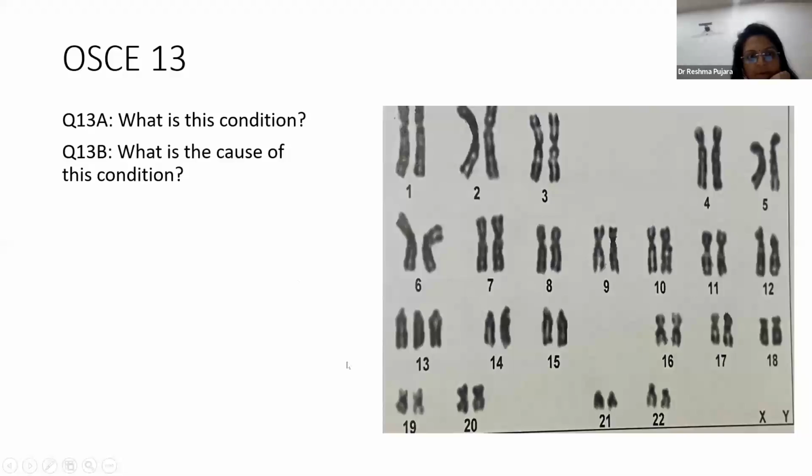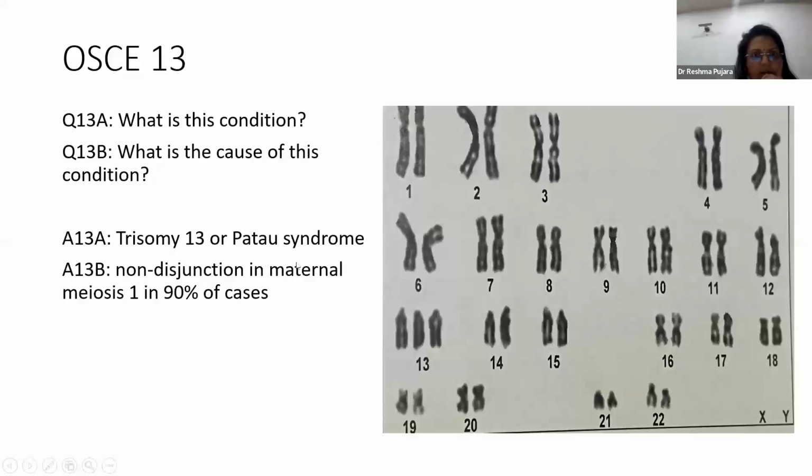Okay, fine. Everybody, it's very obvious. You can see 3 chromosomes at chromosome number 13. So this is trisomy 13, Patau syndrome. Can anybody tell me the features of this condition, if you remember? Oh, I didn't ask that question. Okay, fine. I've already given you the answer. What is the cause of this condition? It's a non-disjunction in maternal meiosis 1 in 90% of cases.